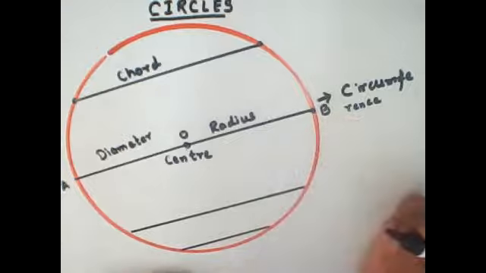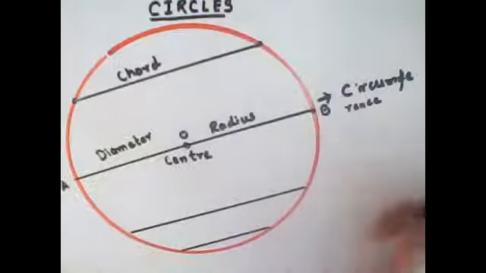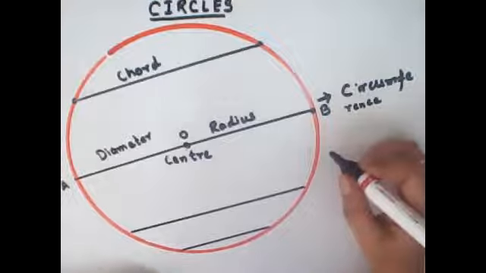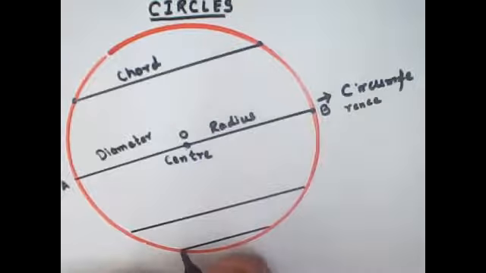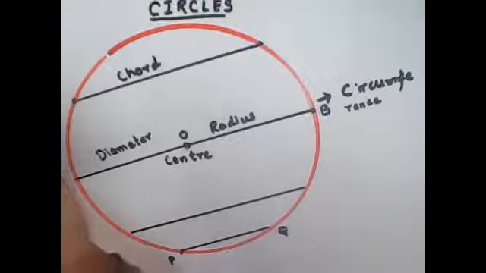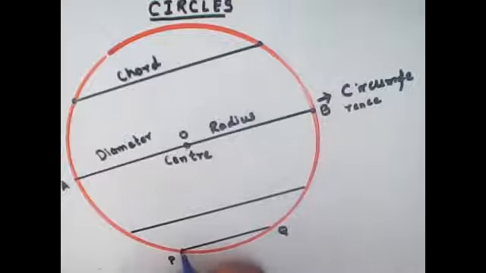Next, arc. What is an arc? An arc is a part of the circumference of the circle. Circumference, boundary of the circle. For example, a broken bangle. How a broken bangle looks, that is an arc of the circle. So here, if we see this point P and this point Q, this smiley shape that you see is called an arc of a circle.